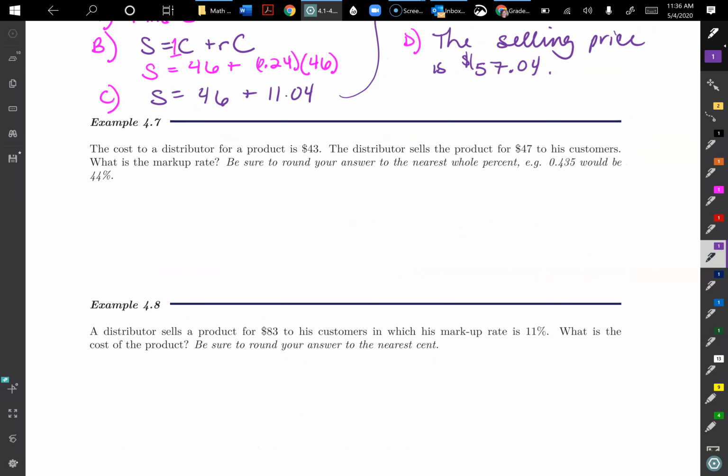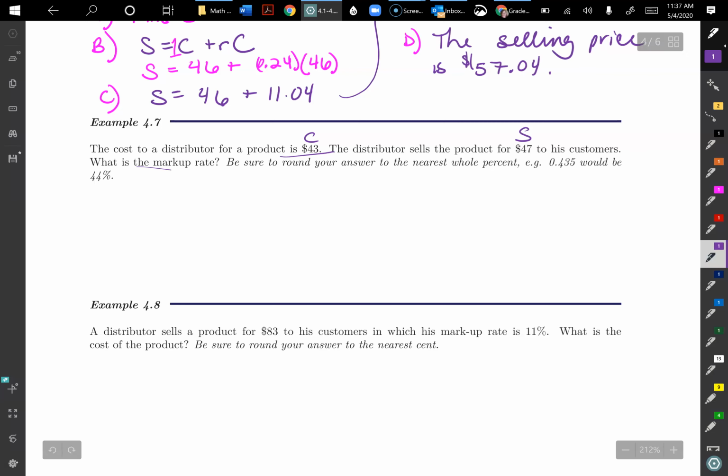Now for 4.7, the cost to a distributor for a product is $43. So again, that is our C. You can kind of track these things as you read through. The distributor sells the product for $47 to his customers. So that's the selling price, which is going to be our S.